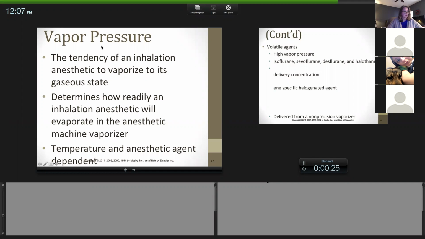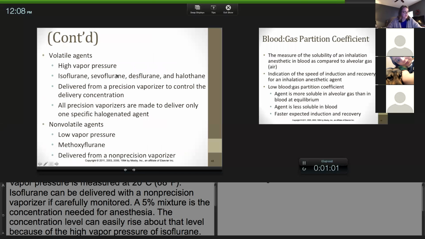And with high vapor pressure agents, well, all inhalant anesthetics, temperature can affect the rate of vaporization. If you poured it in a room and it was cold or hot, obviously the warmer the room, it's going to increase the rate of vaporization. Hence, that's why the vaporizers do have a temperature control mechanism to control the rate of vaporization. So the volatile agents are ISO, SIBO, and halothane.